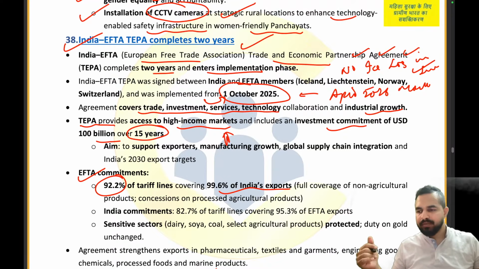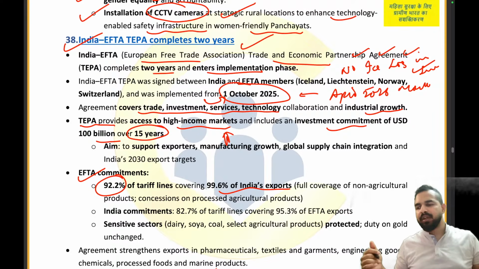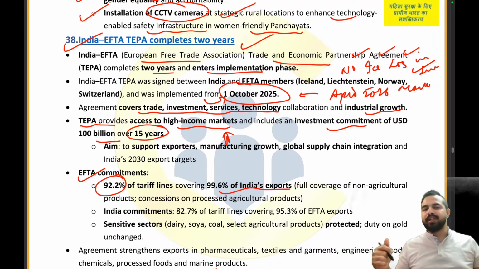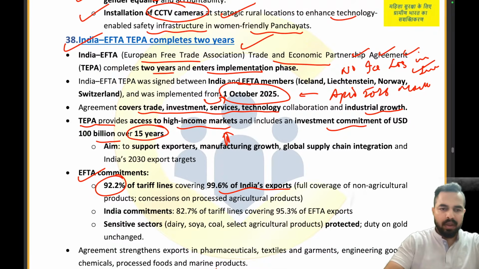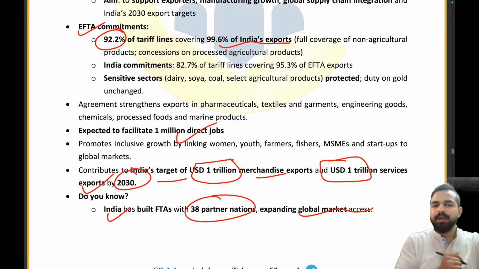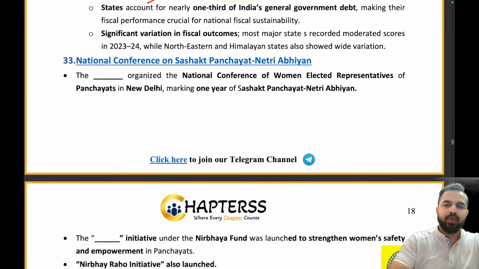Clear everyone? So Pasna, I think you have missed the previous sessions, right? We have discussed in a very detailed manner there that the tariff lines are basically the tariff categories. For example, it can be related to an agricultural commodity, it can be cars, right? So when it comes to India's commitments, India has only allowed 82.7% of the tariff lines covering 95.3% of the EFTA exports. That's all. Are you guys clear? Let's try to answer this question.